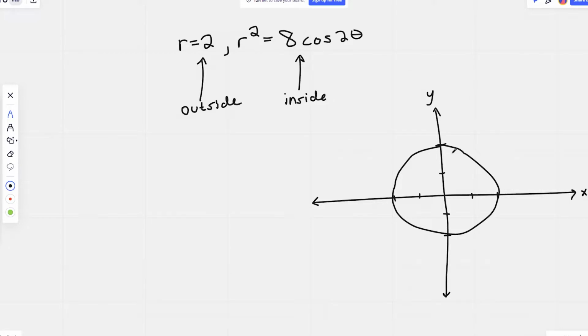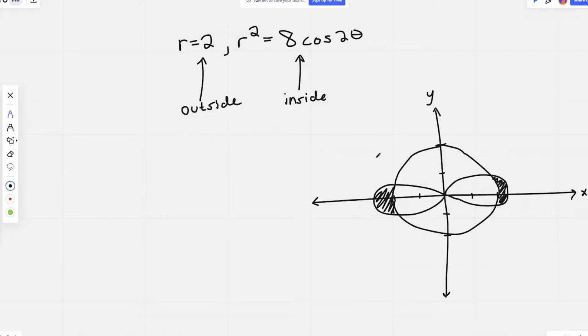And then the graph of 8 cosine 2 theta is going to look something like this. You can think of it as an infinity sign with these areas outside of the circle. So we're going to be looking inside the lemniscate, the infinity sign, and outside the circle. That's going to be these regions right here that I'm going to be shading. And for a problem like this, it can actually be pretty tricky to figure out.